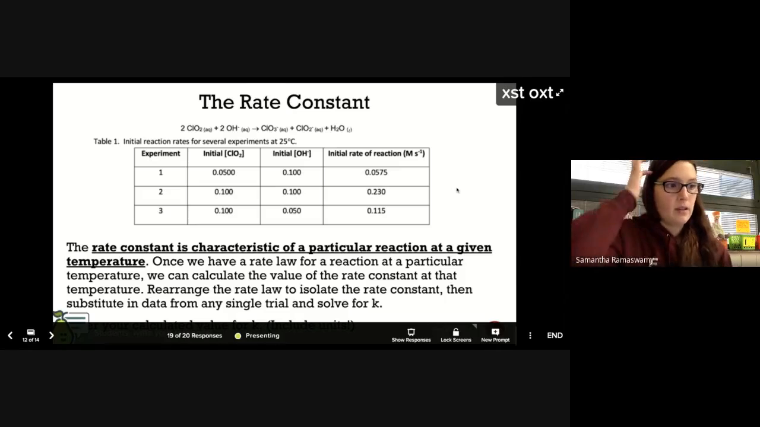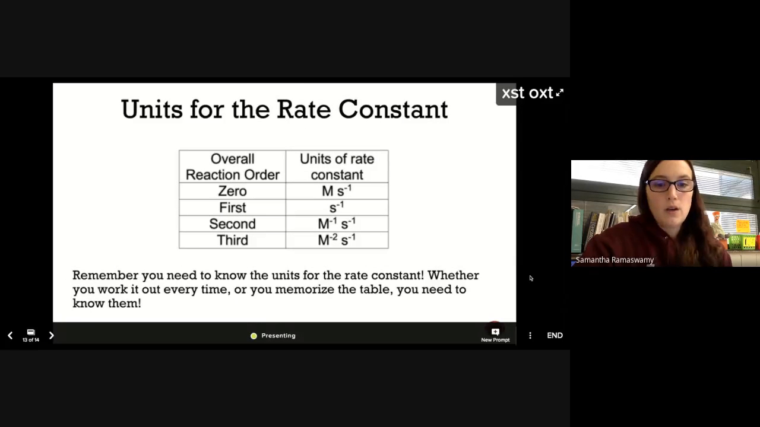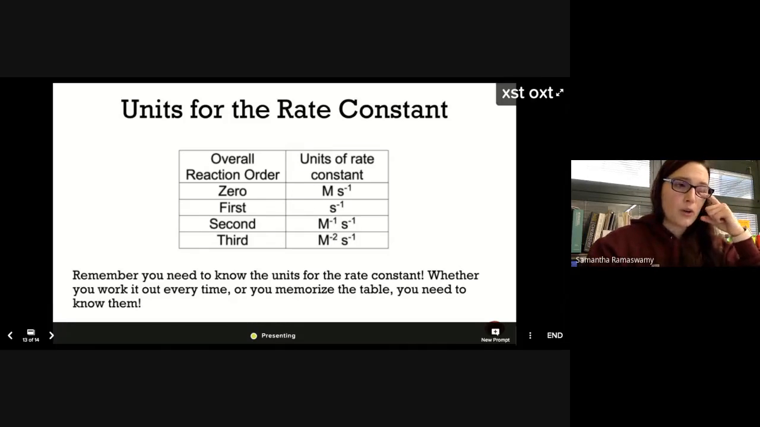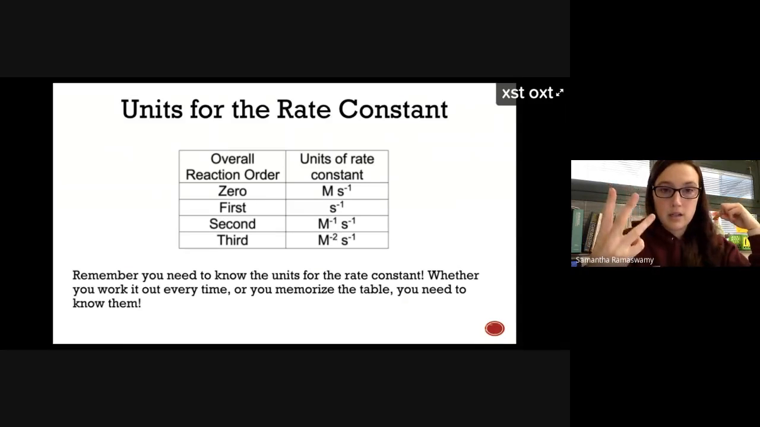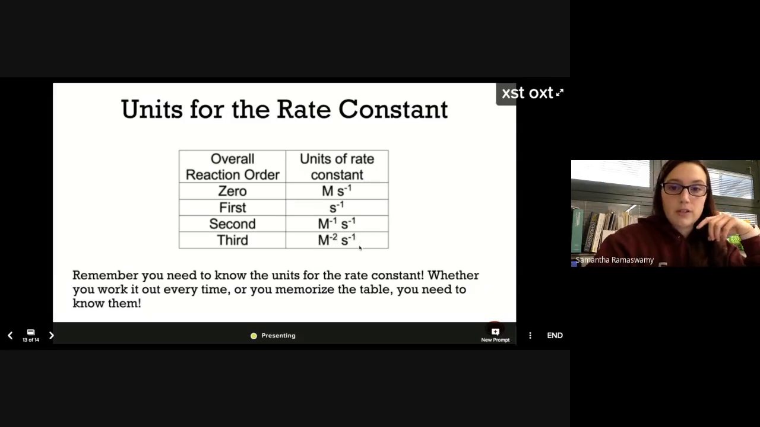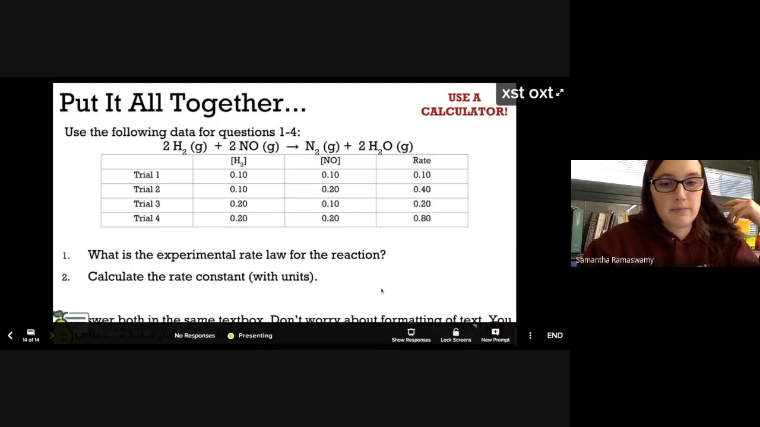Good. So just remember, you can pick any of these experiments and you can plug in the values to solve for the rate constant. So again, here's the table. The units for the rate constant are dependent on what the overall reaction order is. So this was third order overall because it was second order for ClO2 and first order for OH minus. So your units are M to the minus 2, s to the minus 1. Whether you work it out every time or you just memorize this table, that's up to you, but you do need to know units for rate constant.